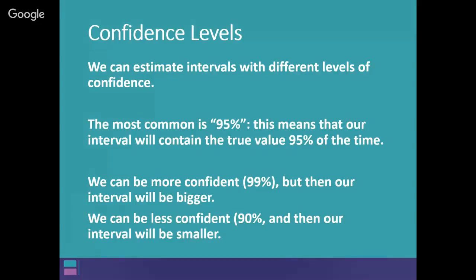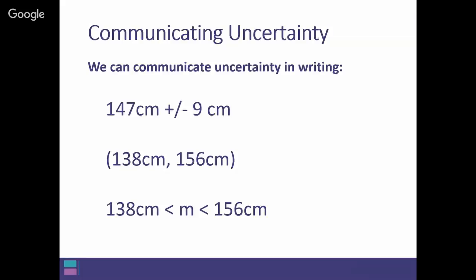So how do we communicate these differences? We can write down the uncertainty. Common ways to do that are to write our average, 147 centimeters, and then write plus or minus 9 centimeters. That's our confidence interval. Or we can write down the range, so 138 centimeters to 156 centimeters. That's plus or minus 9 from 147. Or we can write that down as an inequality, saying that the average lies between 138 and 156. So we're communicating that range rather than just one number as an estimate.